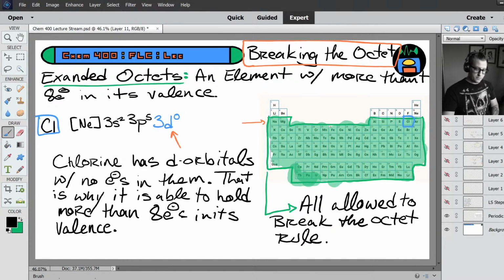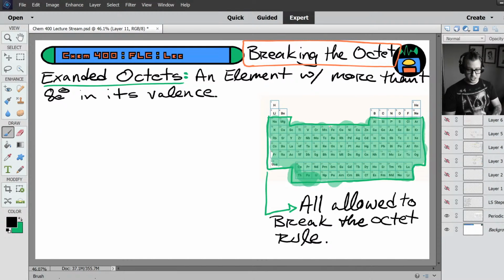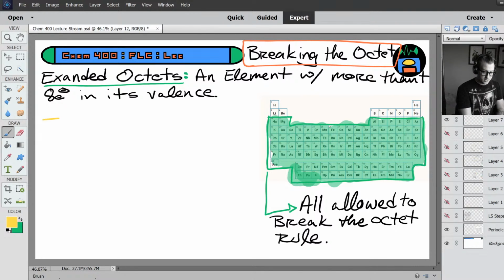All right. Now, where this is going to change things for you is right here when it comes to picking your central atom. Or actually here.